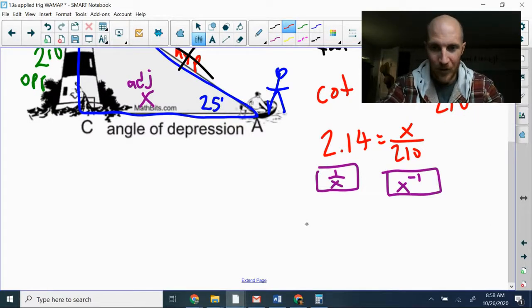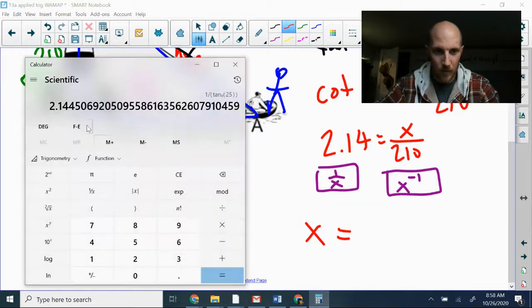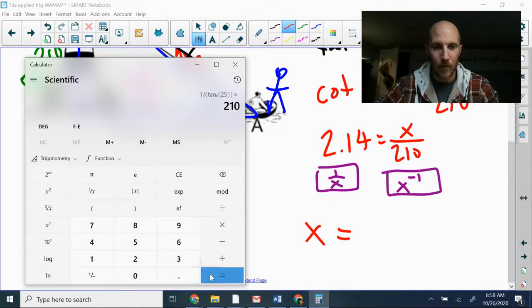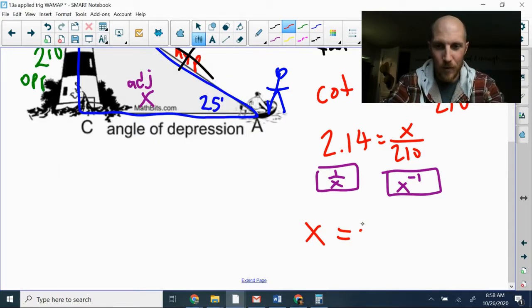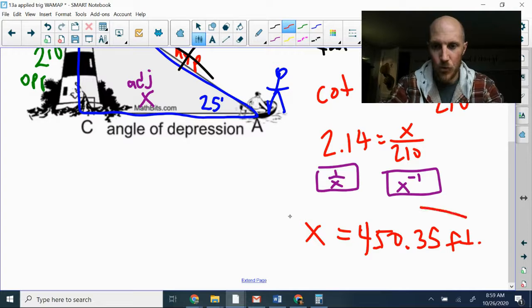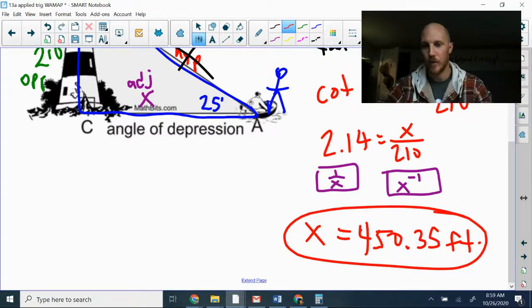All right, so in order to finish my algebra, to solve for x, I'm going to have to multiply both sides by 210. So x is that 2.14 multiplied by 210 feet to get 450.35, or 50.35 feet. Feet. There it is. Okay.